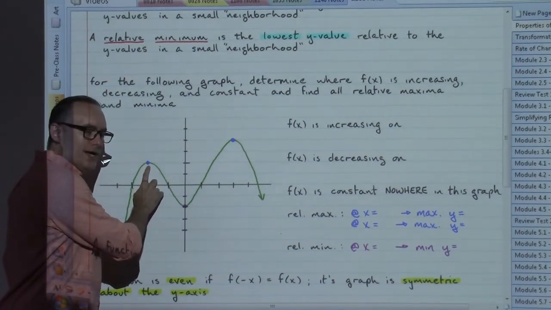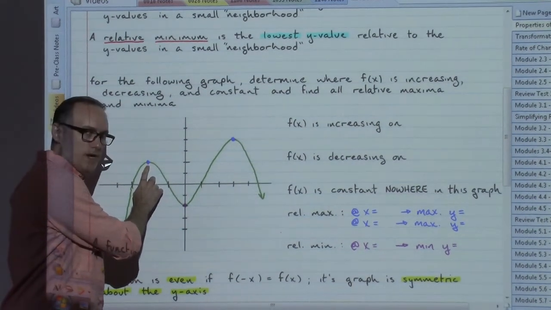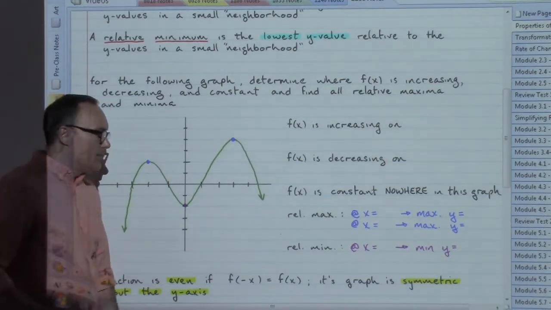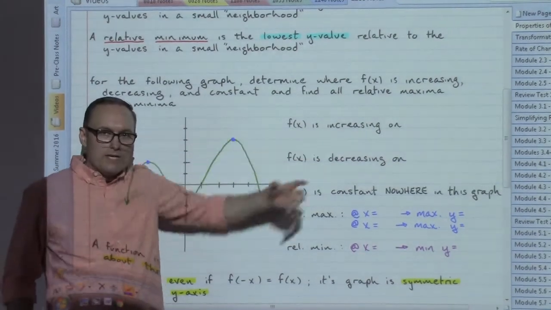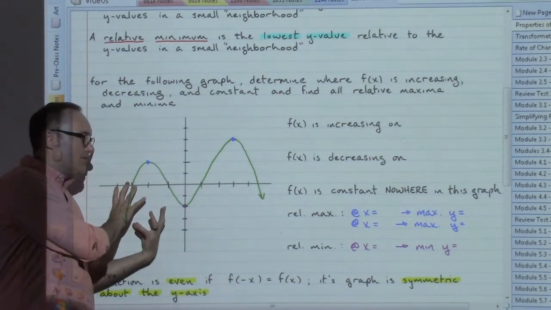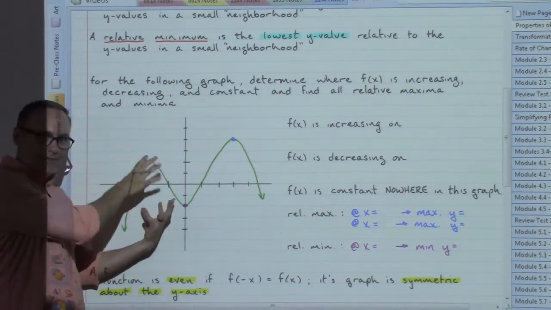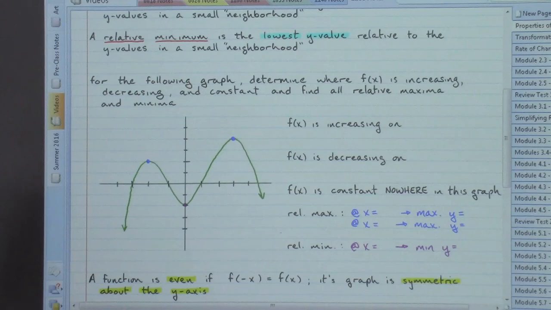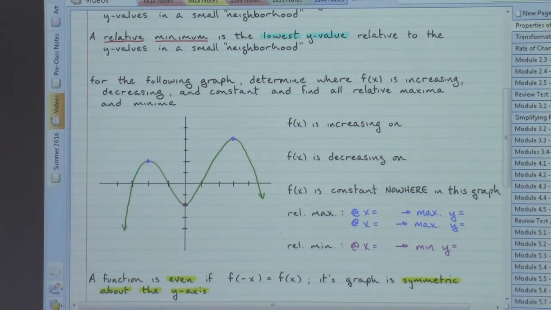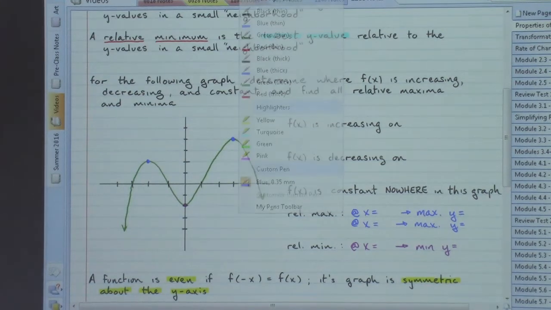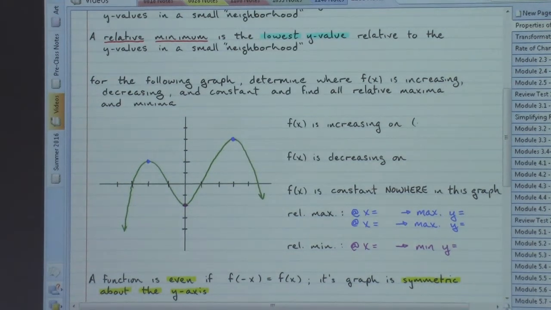Open intervals, so I don't get to include this. There's something special going on where that blue dot is. So when we talk about increasing, this first chunk of graph that we hit before this blue dot, that's increasing. We're going to represent that with the interval negative infinity, comma, -2, parentheses on both of those.